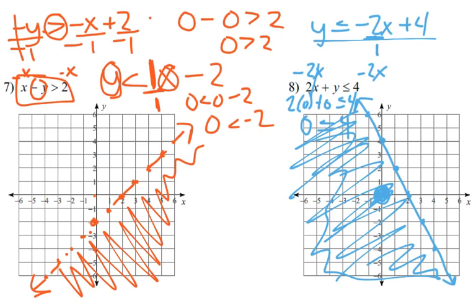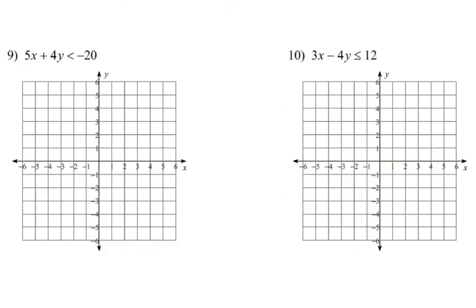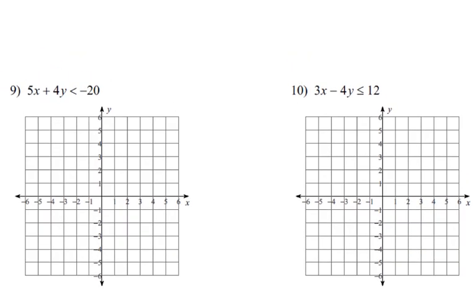Alright. We blew right through those ones, didn't we? Okay, we've got 2 more just like that. So if you haven't tried them on your own, please try them on your own now.